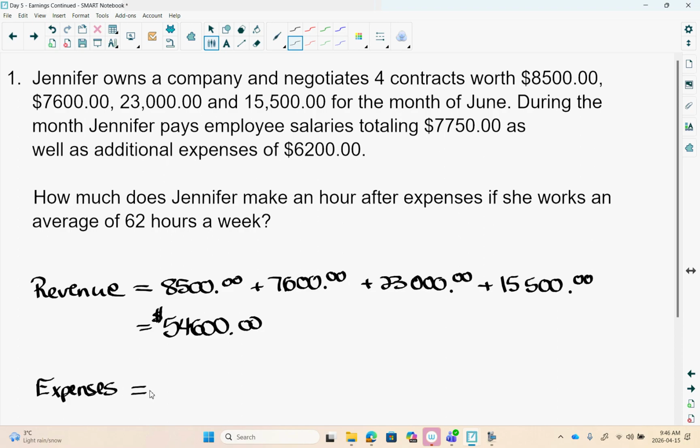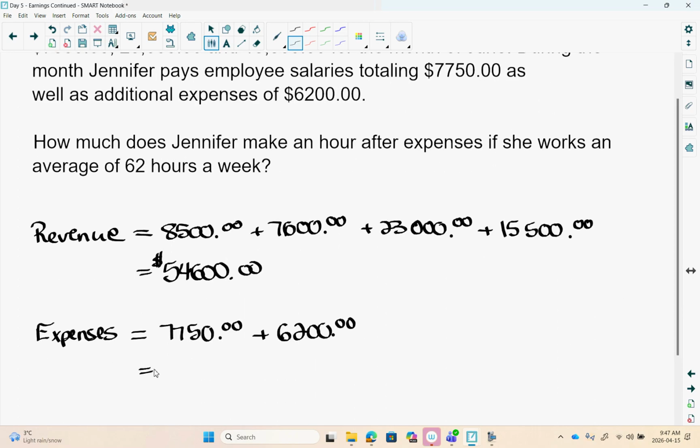We have to figure out her expenses. Okay, this is money going out. What are her expenses? Well, we know that she pays her employees $7,750. And she has additional expenses of $6,200. Now, who knows what those are? It could be like rent, could be repairs on her truck or things like this, her company vehicle, so on. It doesn't matter. She's got total expenses of $13,950. 7750 plus 6200. Check that, 13,950.